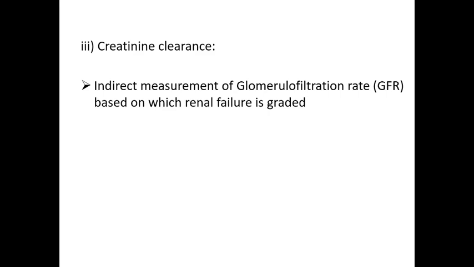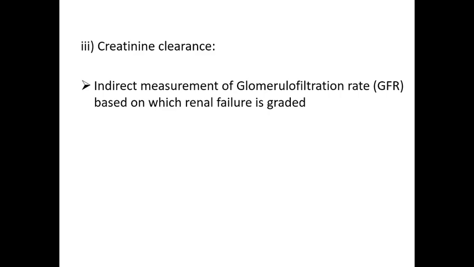You cannot measure this glomerular filtration rate directly. So what you do is you assess the creatinine clearance, and since the creatinine comes from the muscle mass, it is constant, it is not reabsorbed nor secreted from the body.